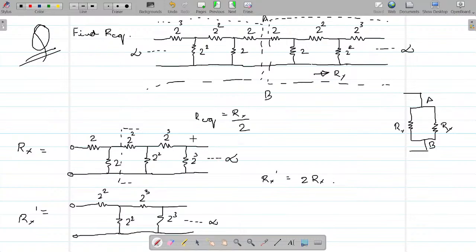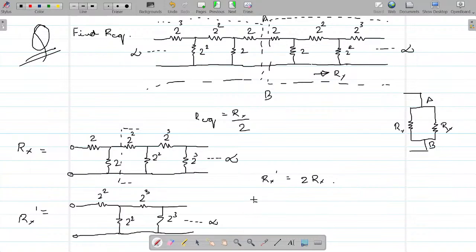See, what was given to you? It was given to you as 2 and 2 here. Now what is Rx dash? 2 square and 2 square. Everything that you were given with, it is multiplied by 2. Right? Every resistance value is multiplied by 2.